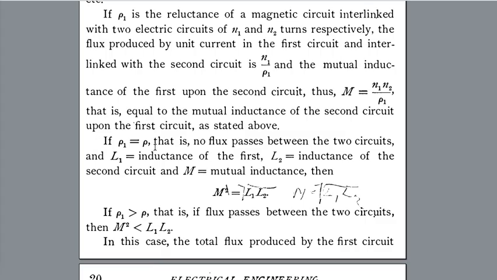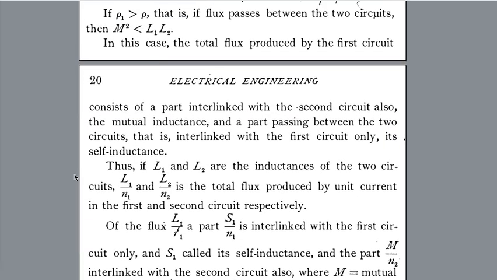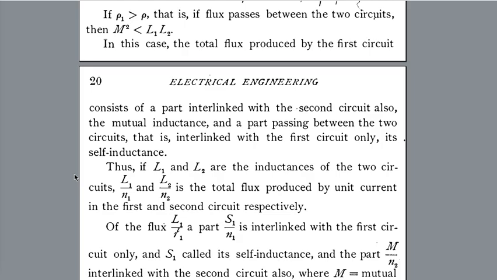If ρ1 equals rho, that is, no flux passes between the two circuits, and L1 equals the inductance of the first circuit, L2 equals the inductance of the second circuit, and M equals the mutual inductance, then M squared equals L1 times L2. If ρ1 is larger than rho, that is, if flux passes between the two circuits, then M squared is less than L1 times L2. In this case, the total flux produced by the first circuit consists of a part interlinked with the second circuit also, the mutual inductance, and a part passing between the two circuits, that is, interlinked with the first circuit only, its self-inductance.